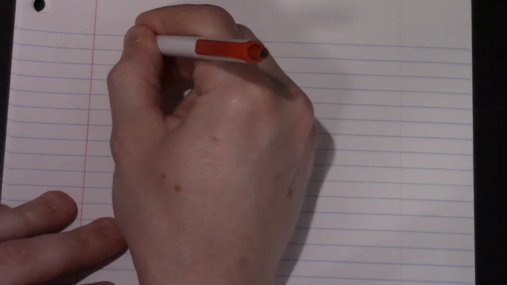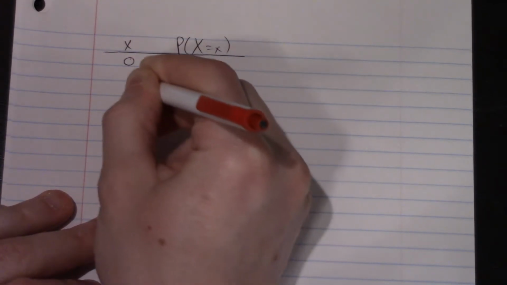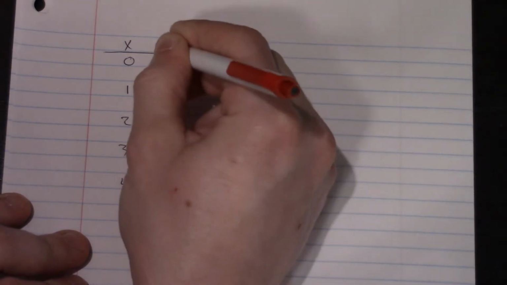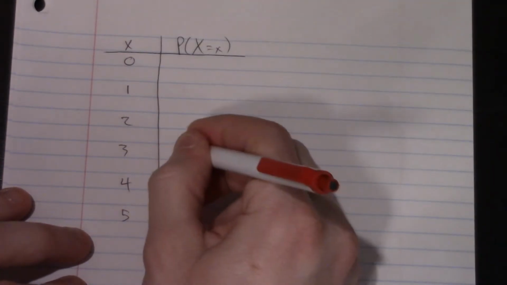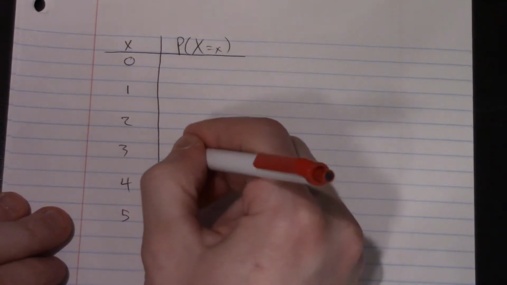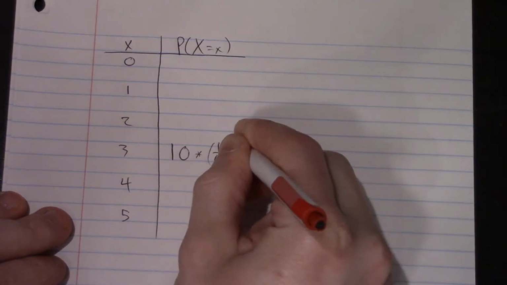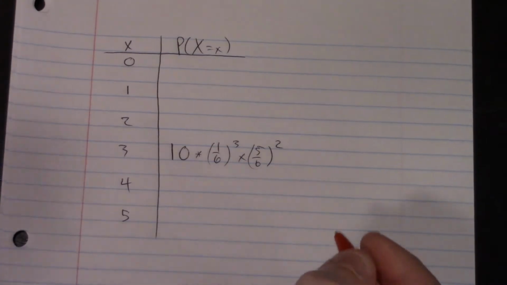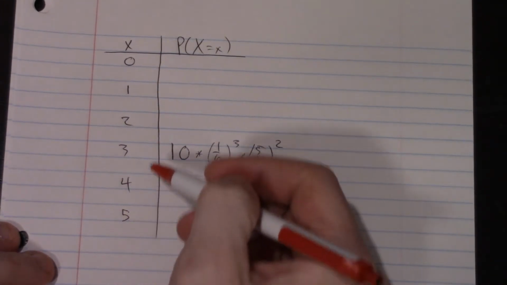Okay, so we'll write out the probability distribution. We could have 0, 1, 2, 3, 4, or 5 5s. And we just found the probability for 3 in kind of a quick way. So we saw that this was 10 times 1/6 to the third times 5/6 squared. Okay. So let's go to the easy ones. So let's go to the beginning and the end of the probability distribution.